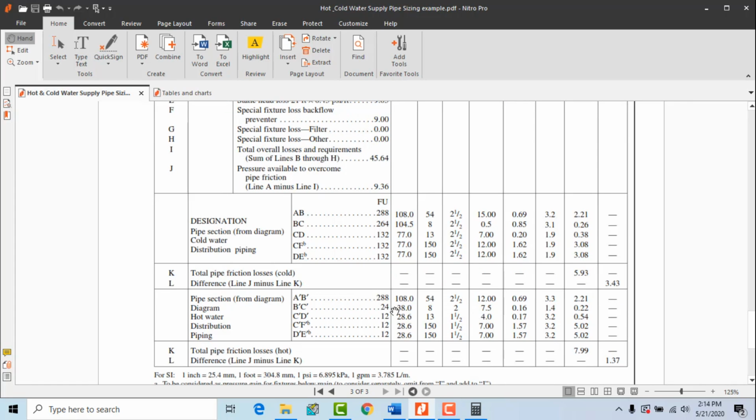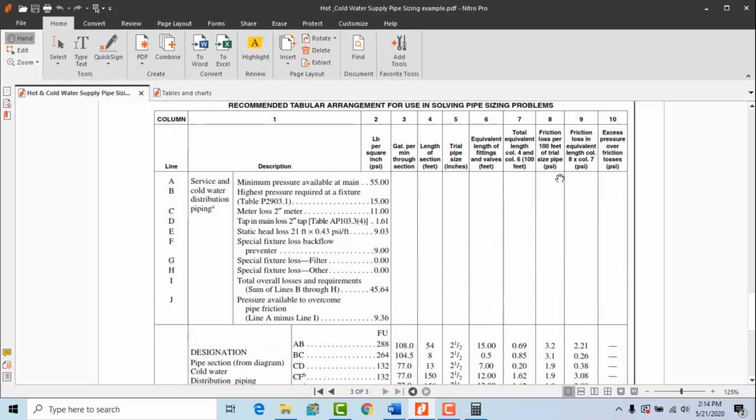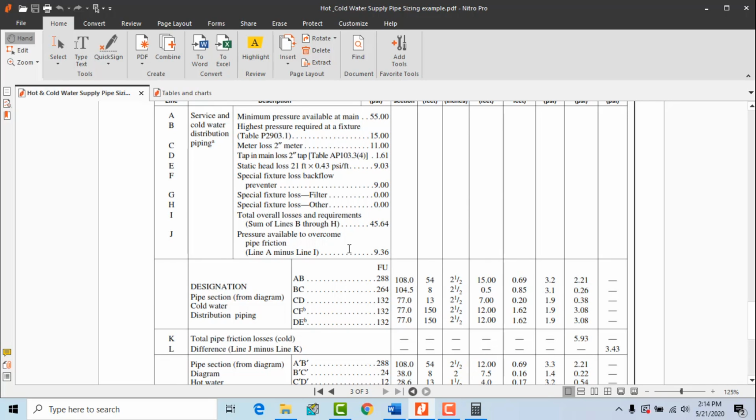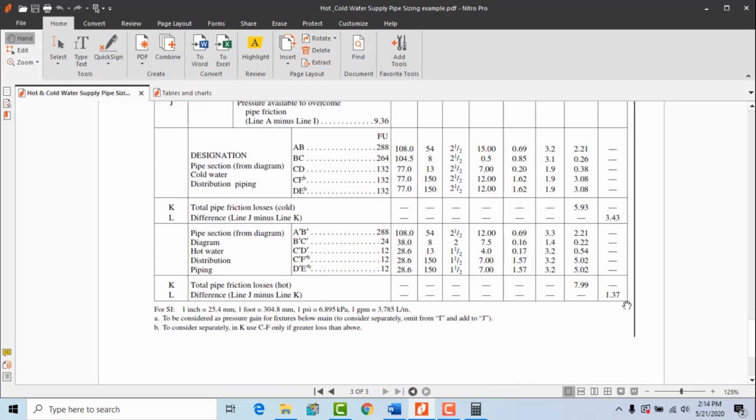So in the same way you have to do pipe sizing for hot water, and you have to check. You can see that 7.99 psi is the friction loss in equivalent length. So if you subtract this loss from the 9.36 pressure available to overcome pipe friction, the excess pressure available to overcome pipe friction is 1.37. This is also positive, so that means our selected diameters for the pipes are correct, that is 2.5 inches, 2 inches, and 1.5 inches for hot water sizing.